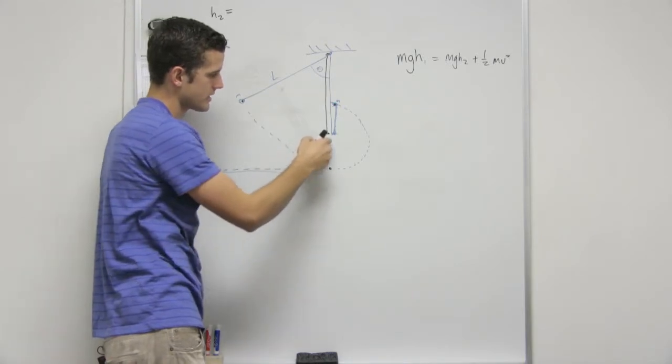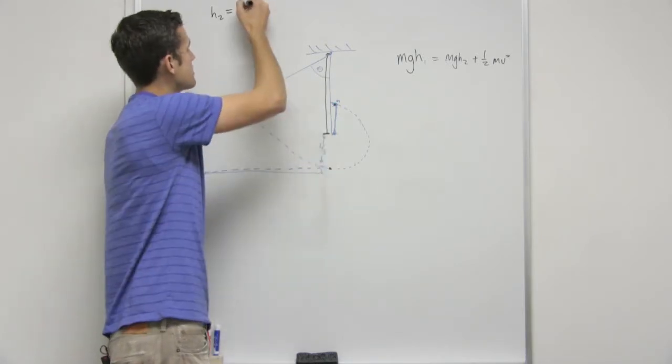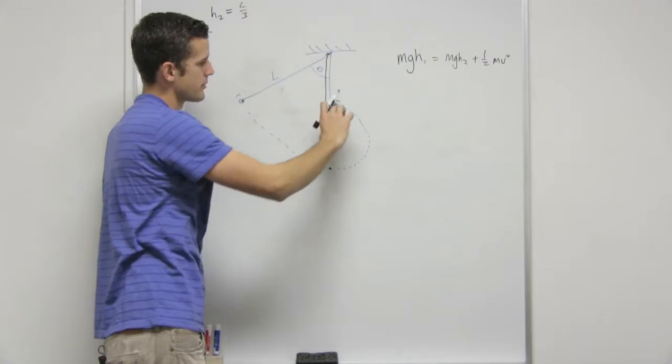So you know it's going to be L over 3. So you start with L over 3. But then what's this distance?